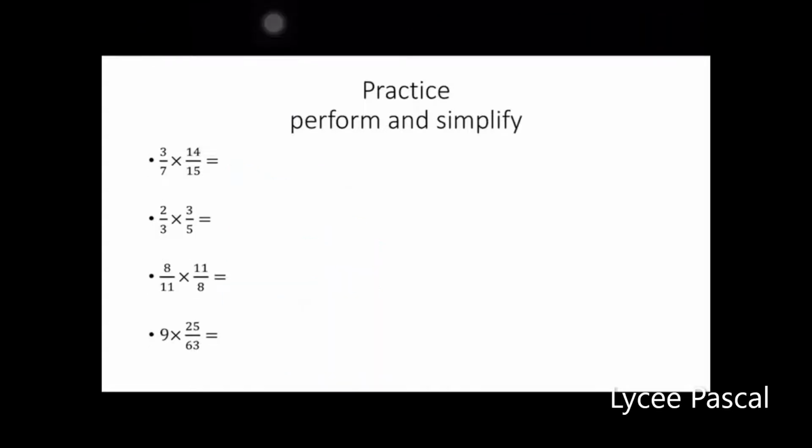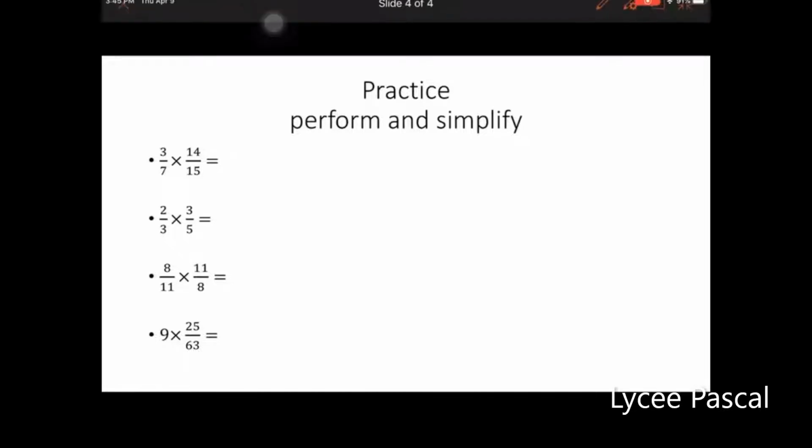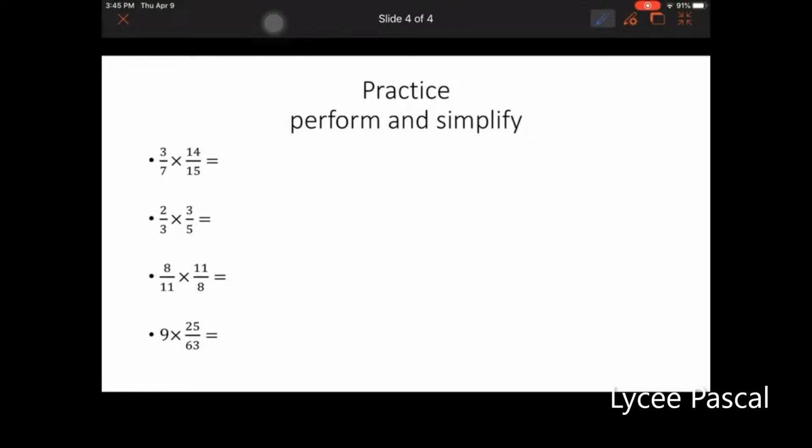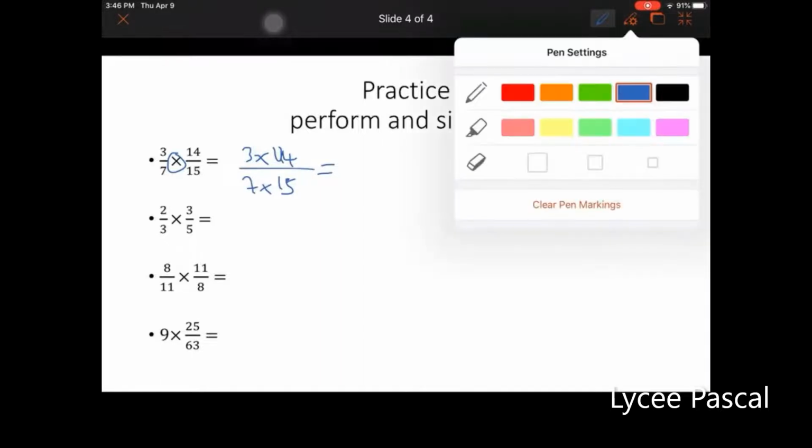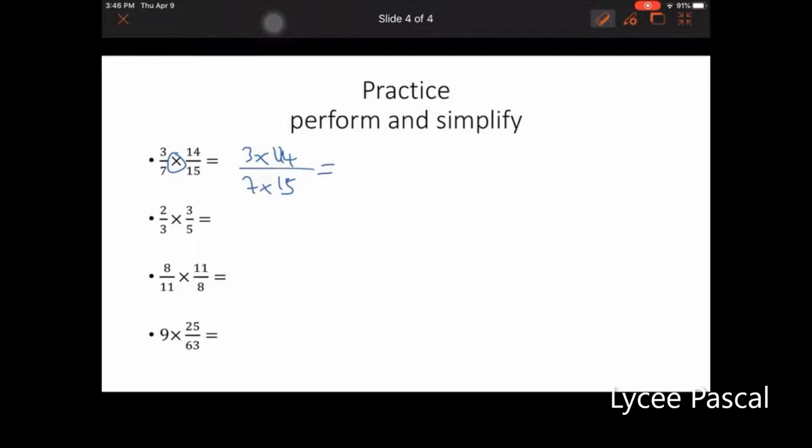Now we want to perform and simplify. How can we simplify a fraction? So pay attention now. First of all, we have a product here between two fractions. Okay, so we multiply the two numerators. It is equal to 3 times 14 over 7 times 15. Let's write this in a better way.